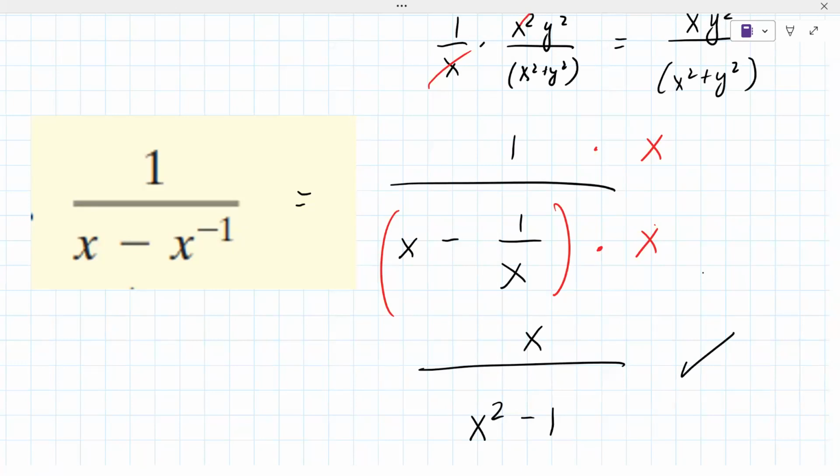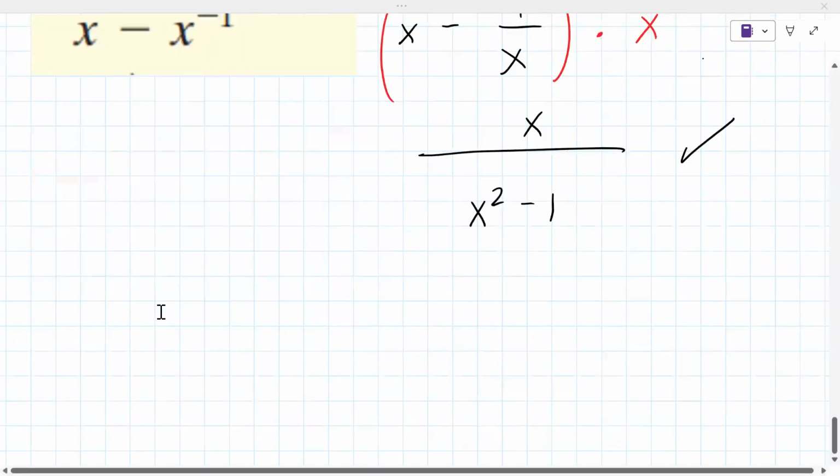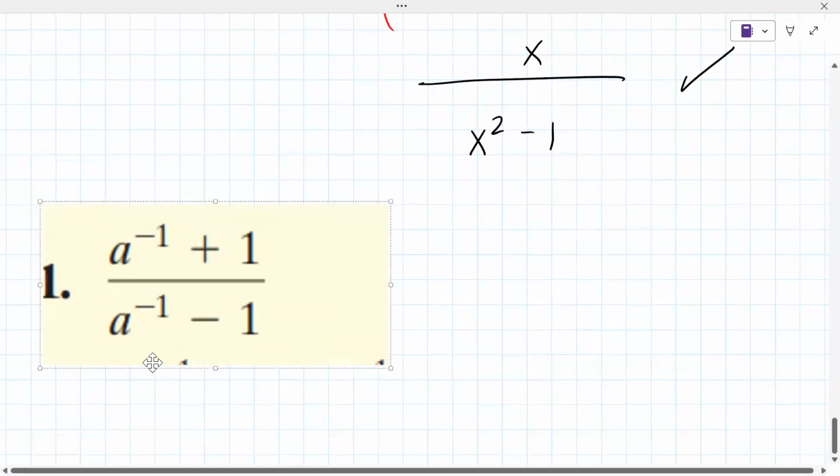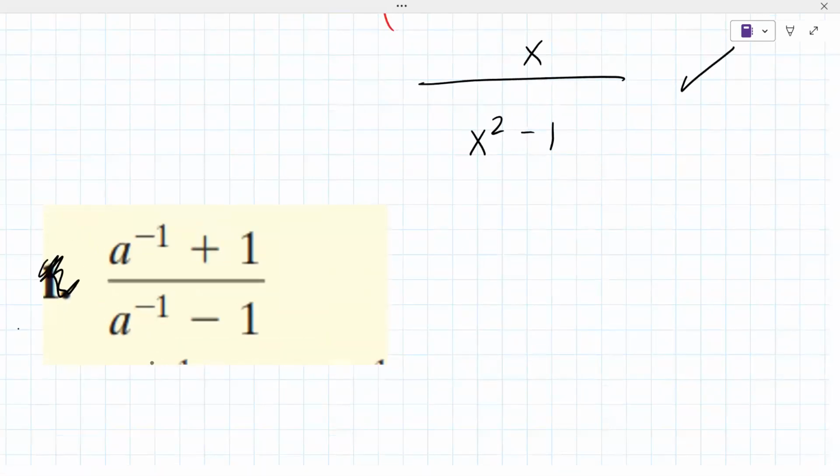Okay, that'd be the answer. You don't have to simplify anything. I mean, you could do difference of squares in the bottom, but it's the same result.